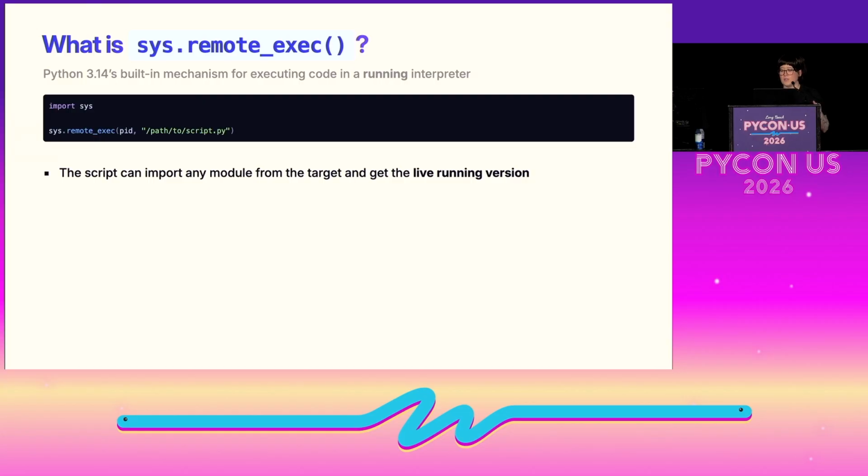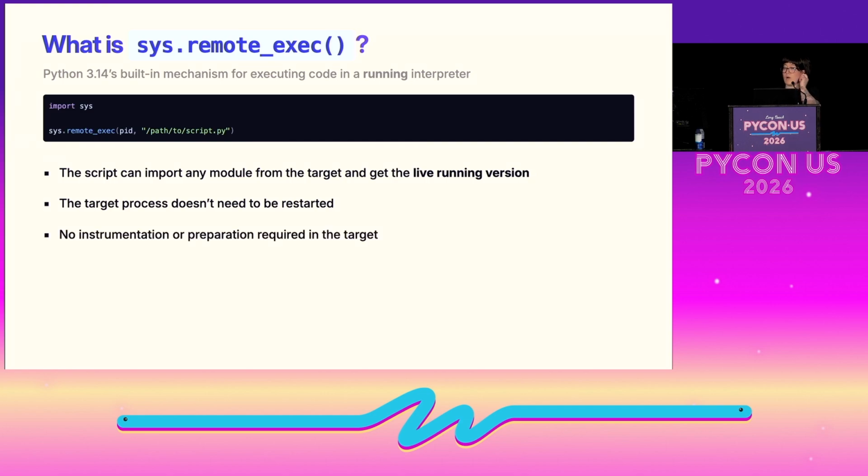The target also doesn't need to be restarted. You're attaching to a process that's already running with all the state that's accumulated since it started, which is kind of the whole point, right? And the target also doesn't need any preparation either. We didn't need to know ahead of time that we wanted to use sys.remote_exec. You don't even need to import any library or module. The only requirement is that you're running Python 3.14 or later. And finally, this builds on the remote debugging attachment protocol under the hood, which was introduced with PEP 768, and that's what landed in Python 3.14.